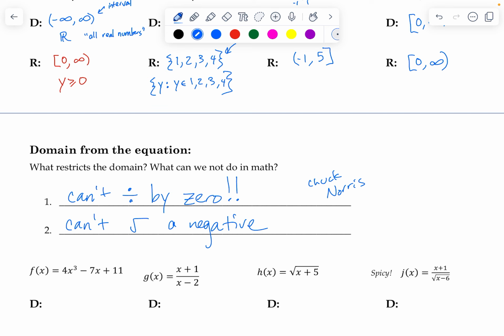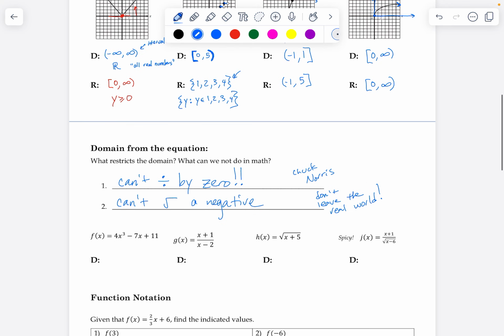If you do, you leave the real world. And when we're graphing, all of our x values and all of our y values have to be real numbers. Don't leave the real world. You've got to stay real. I mean, that's just good advice. Okay, whatever. So those are the two things that are going to restrict our domain.